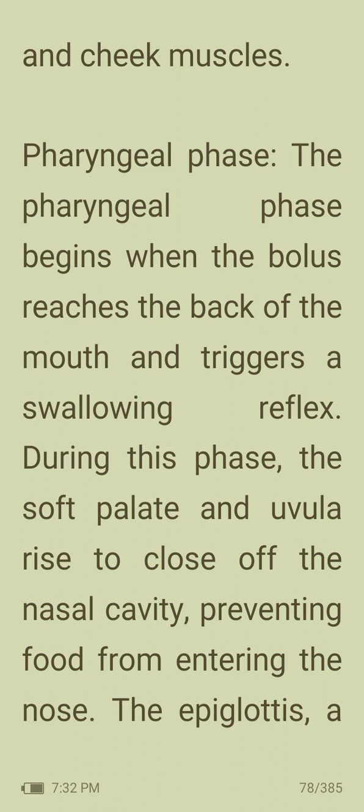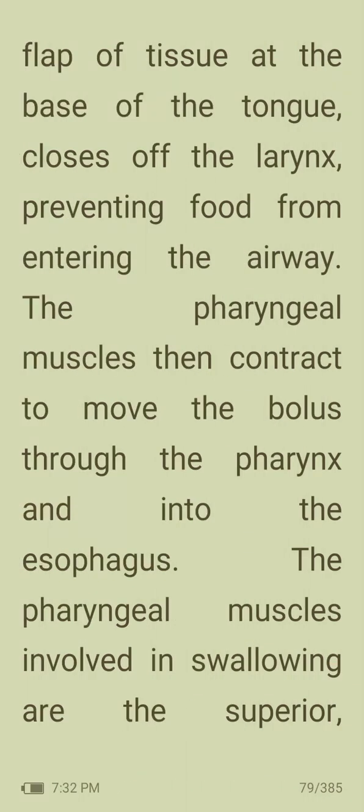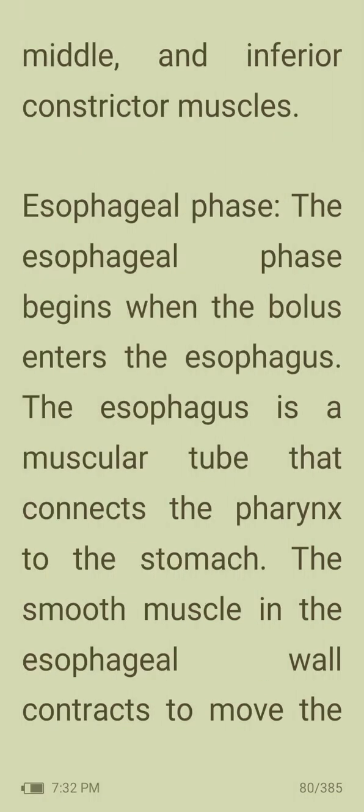the soft palate and uvula raise to close off the nasal cavity, preventing food from entering the nose. The epiglottis, a flap of tissue at the base of the tongue, closes off the larynx, preventing food from entering the airway. The pharyngeal muscles then contract to move the bolus through the pharynx and into the esophagus. The pharyngeal muscles involved in swallowing are the superior, middle, and inferior constrictor muscles.